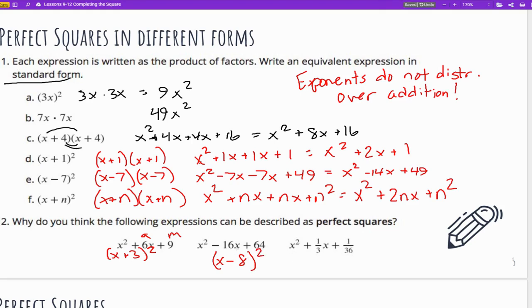So here's the trick. If you take this negative 16 and you cut it in half, you get a negative 8. And this negative 8, you square it, you get a 64. Then you know that's a perfect square.